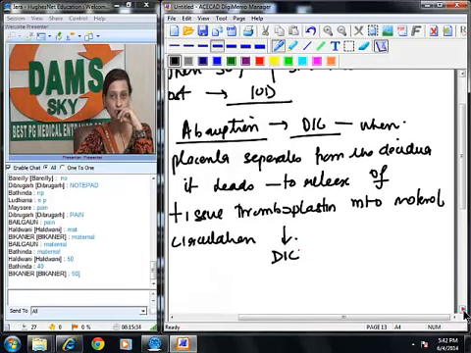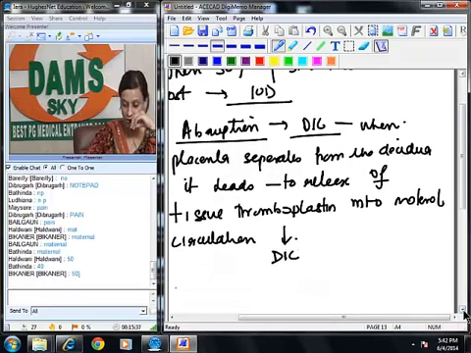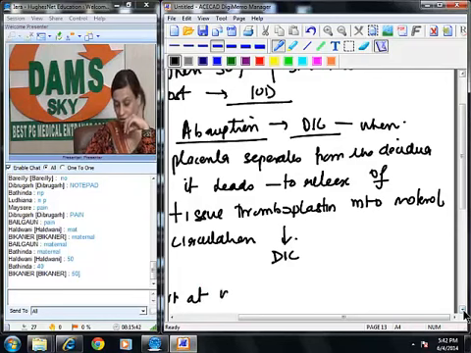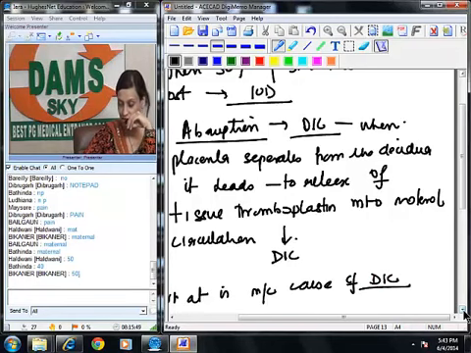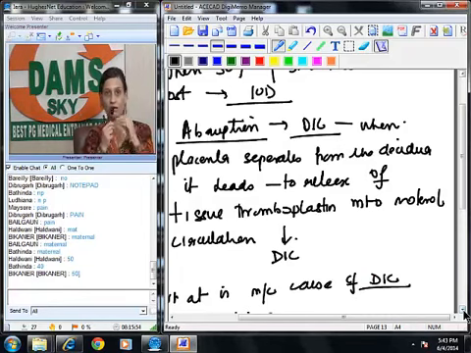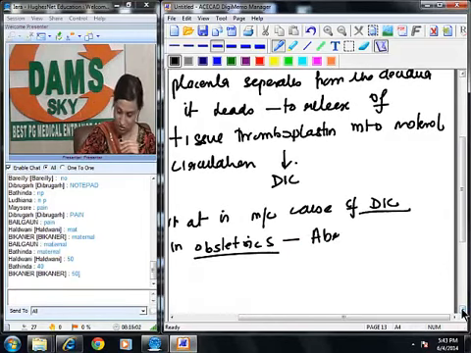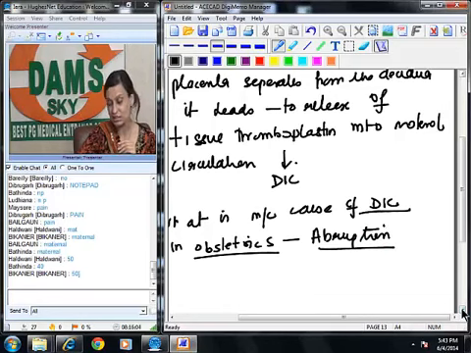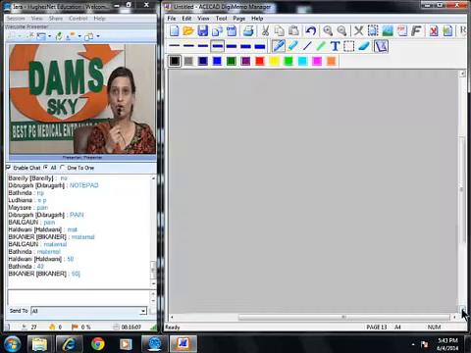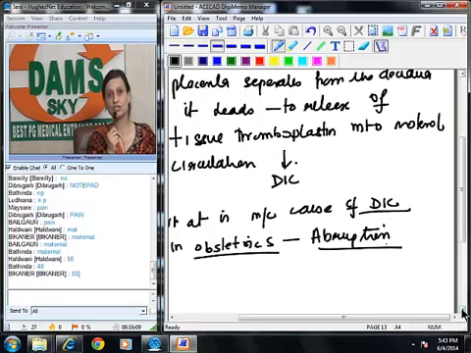In fact, this question comes in another form. The question also comes as, what is the most common cause of DIC in obstetrics? So you get another MCQ like this, and the answer here is going to be abruption. So abruptio placentae, or abruption, is the most common cause of DIC in obstetrics or in pregnancy.